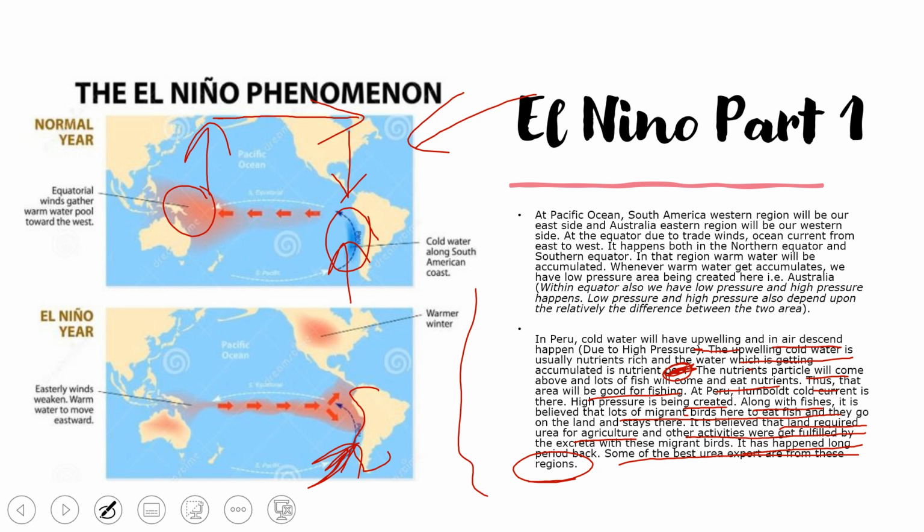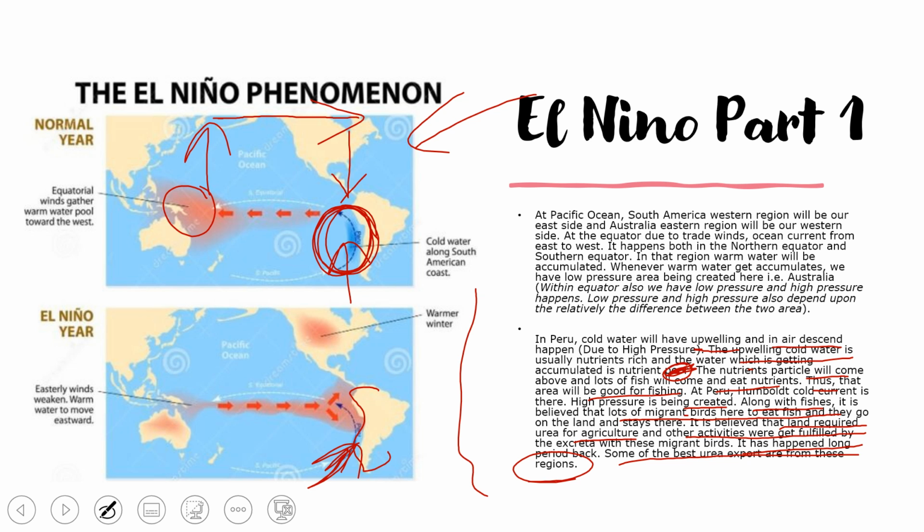And it is believed, there is no proof for it, that the urea is formed here because of the excreta of those migratory birds, because of the fishing area. In normal conditions, nutrients will come above, fish will come here to eat those nutrients, and it will be a good area for fishing, and thus birds are also attracted.